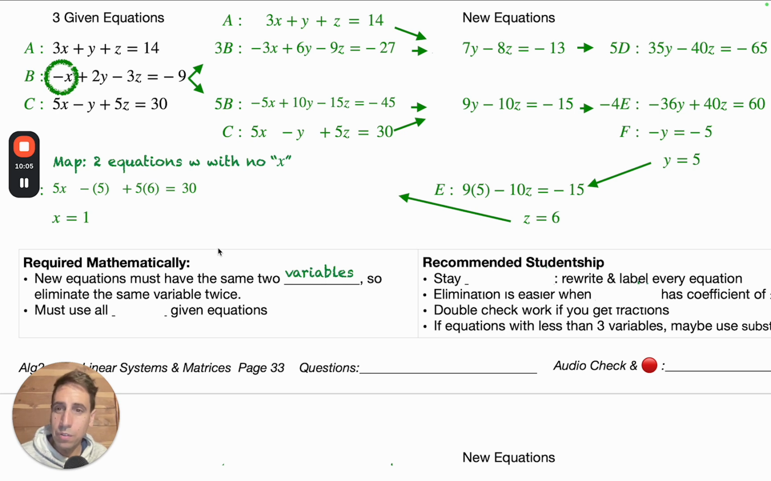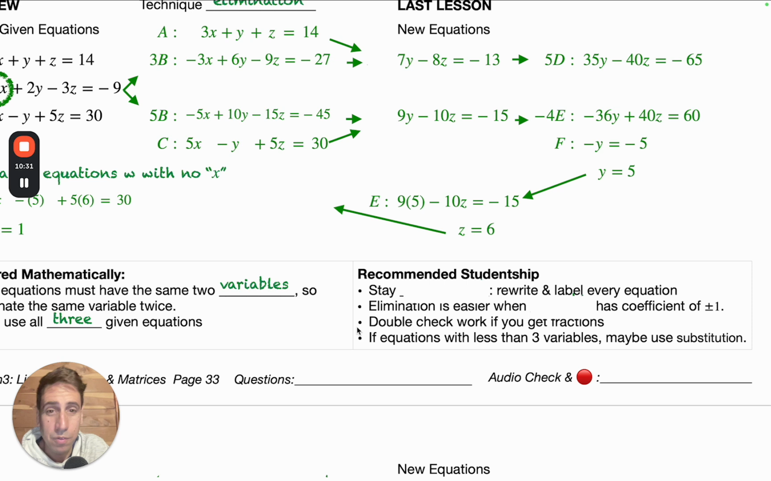Next, you must use all three given equations. When I was using these three, notice it goes A, B, and C. If I had somehow used A and B up here and then A and B again down here, then that wouldn't work. I wouldn't be able to arrive at any new information to get the new equation, the new values. Only because I used A, B, and C in this step was I able to make it work. So that's what's required mathematically.